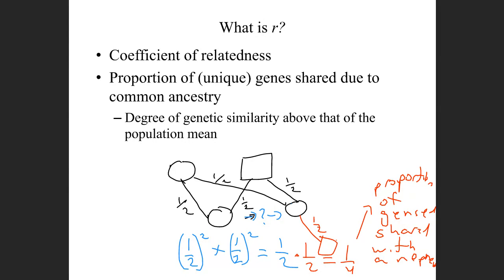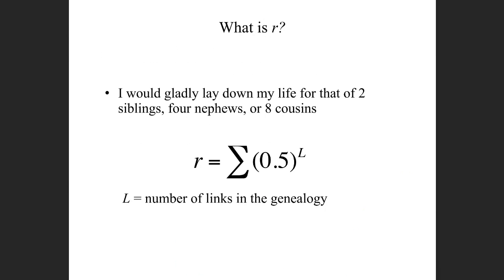Okay, so there's a general formula that you probably now intuitively know already. And it's related to this quote, attributed to J.B.S. Haldane or someone: would you lay down your life for your fellow man? Of course not. But I would gladly lay down my life for that of 2 siblings, because that saves just as many genes as I share with myself. 4 nephews, 4 times a quarter is 1, or 8 cousins.